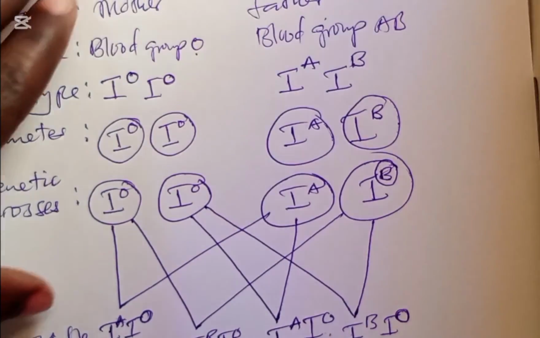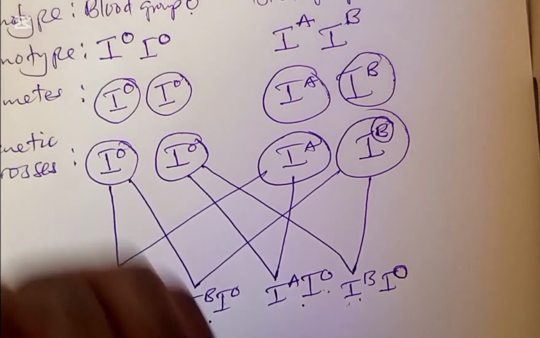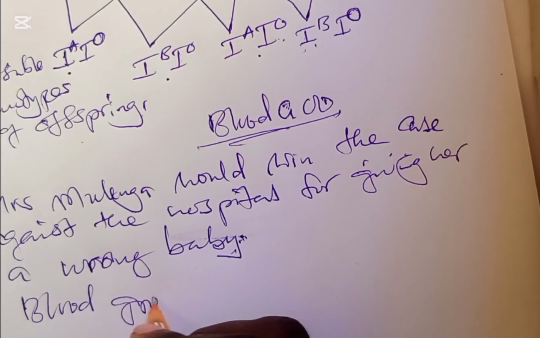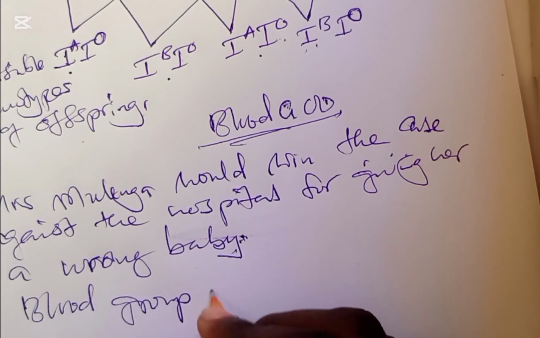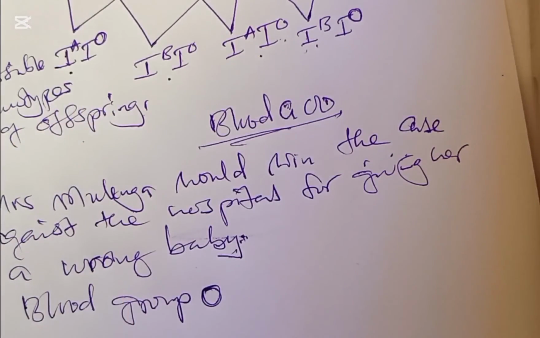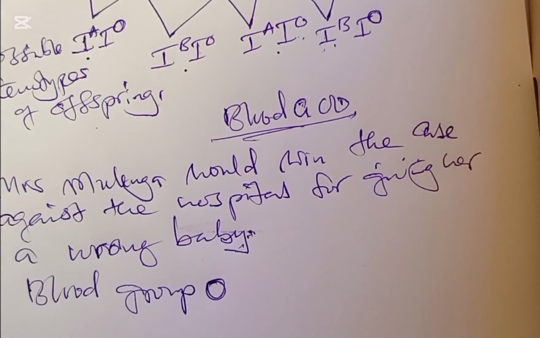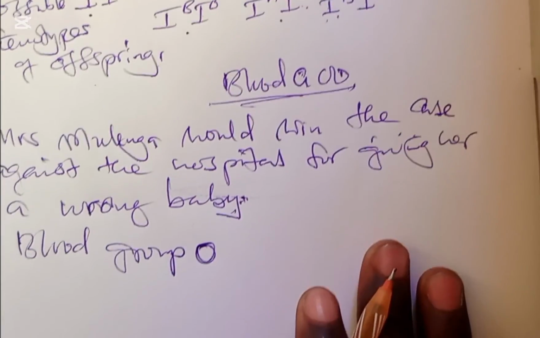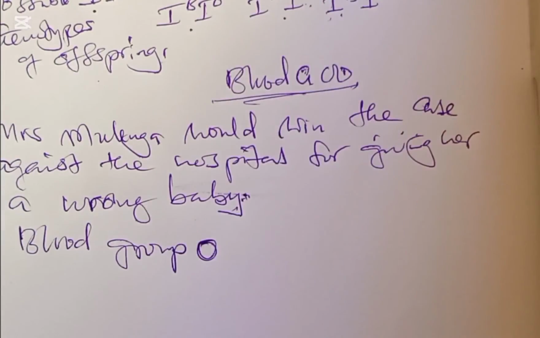Next question. What could have been the correct genotype of the actual father? So the correct genotype of the actual father should have been blood group O. Because when you cross blood group O and that of the mother, it will automatically give you blood group O, which is of the baby in question. And therefore, this is how we solve questions of this nature.